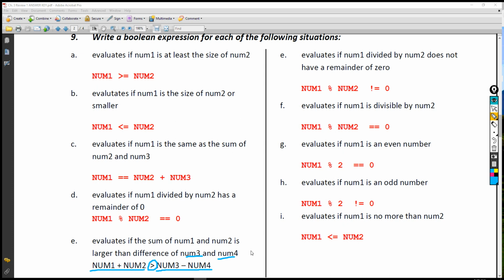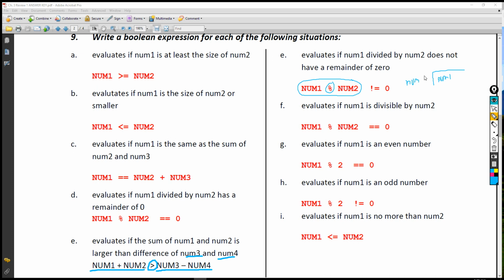Uh-oh. I have 2 E's. Okay. Such is life. So let's go with the second E. If num1 divided by num2 does not have a remainder of 0. Evaluates if num1 divided by num2 does not have a remainder of 0. Now remember, the modulus operator is the percent symbol. So this returns the remainder of the division problem, num1 divided by num2.